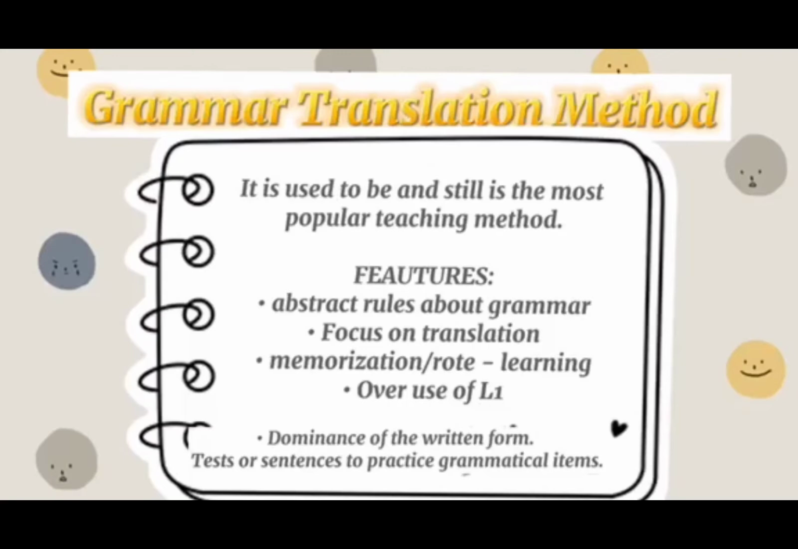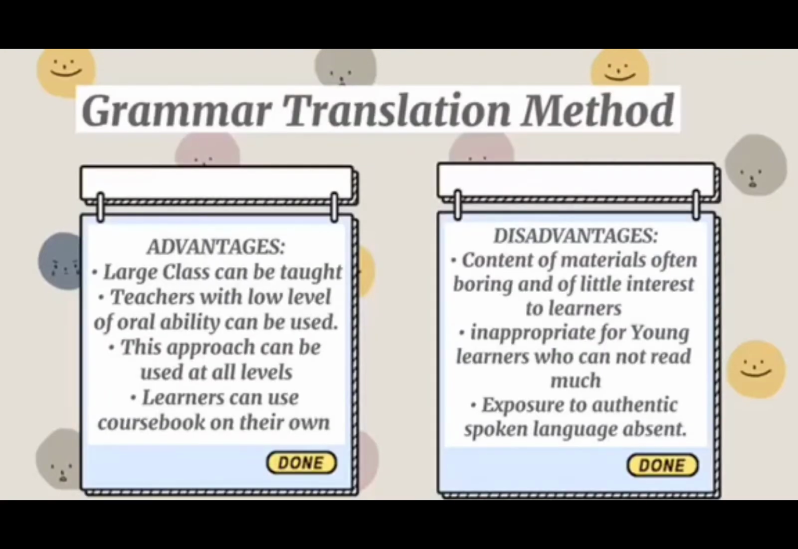Features: abstract rules about grammar, focus on translation, memorization, rote learning, overuse of the native language, dominance of the written form, tests or sentences to practice grammatical items. Advantages: large classes can be taught. Teachers with a low level of oral ability can be used. This approach can be used at all levels. Learners can use the coursebook on their own.